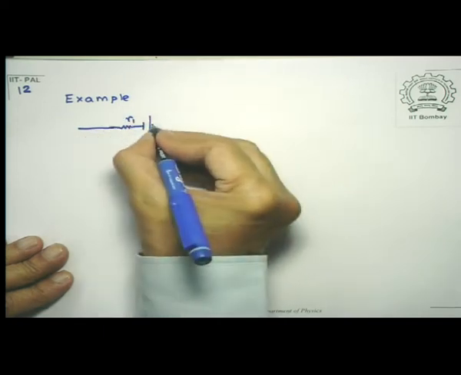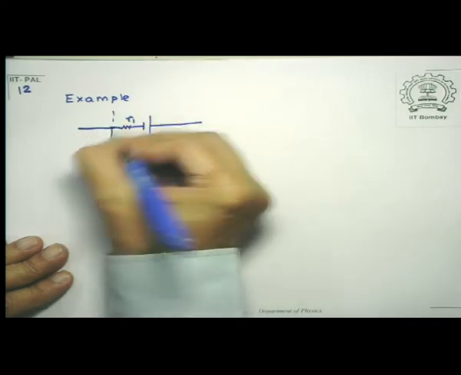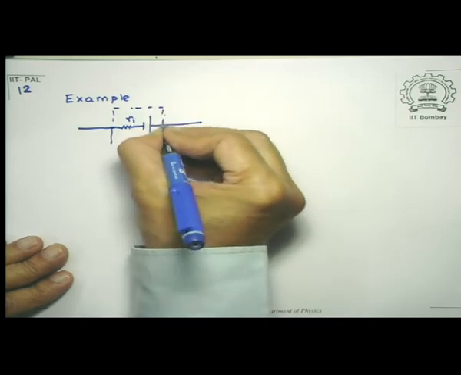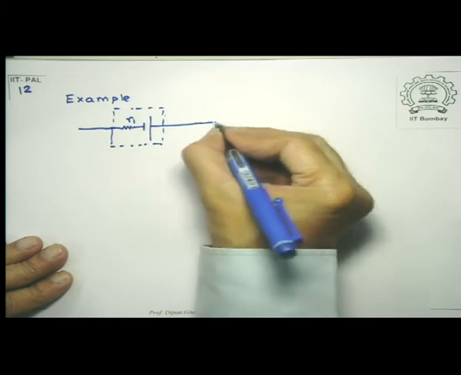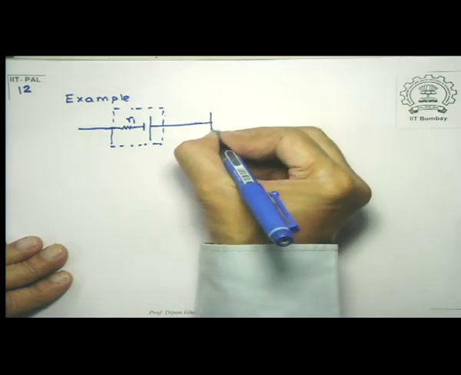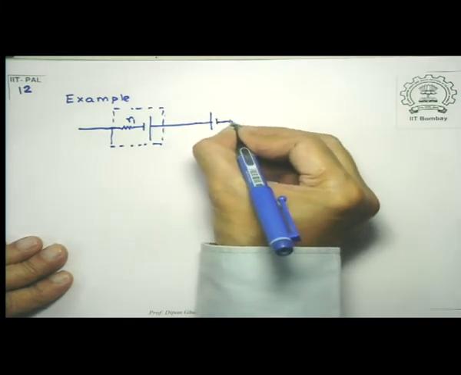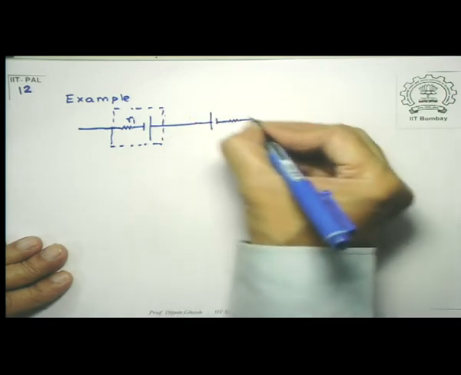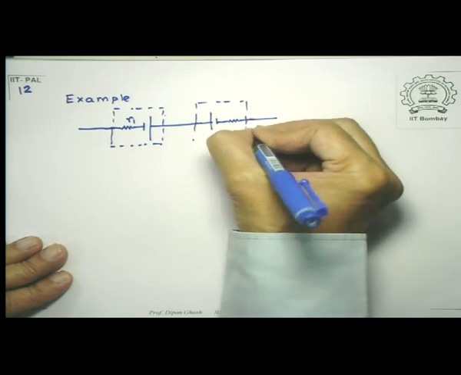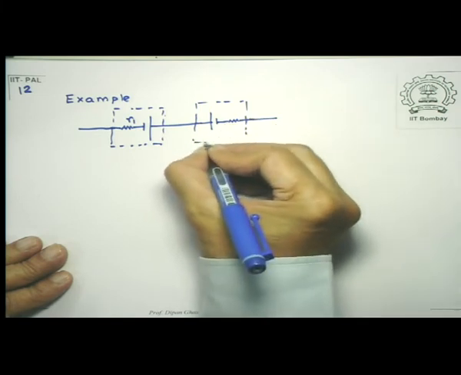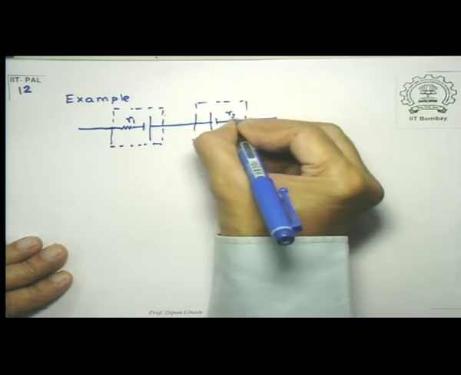So this is one battery. The internal resistance is R1. There is another battery, but this time I have written it in a slightly different way, that is, the polarities are different. And so this is the second battery. Let's call this R2.